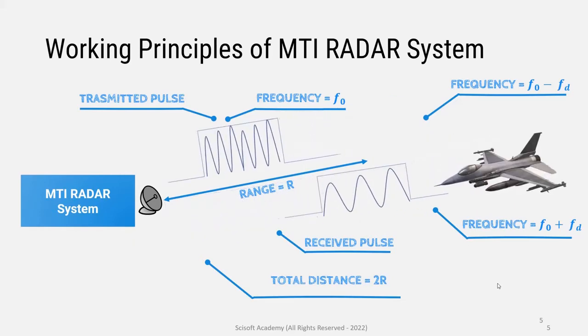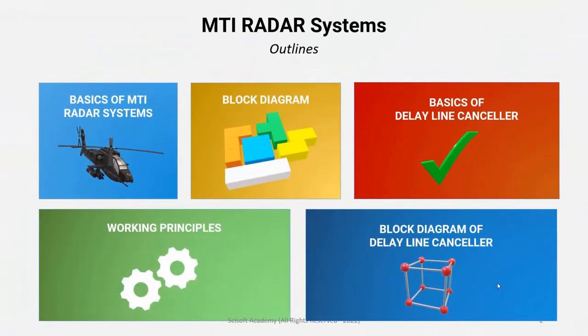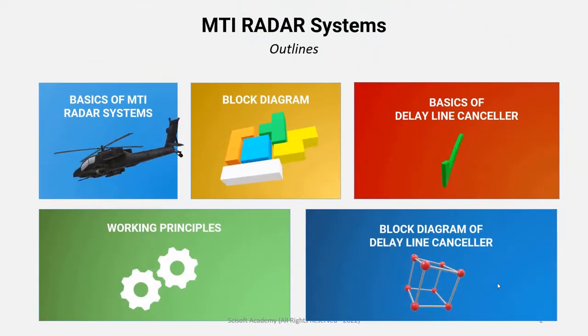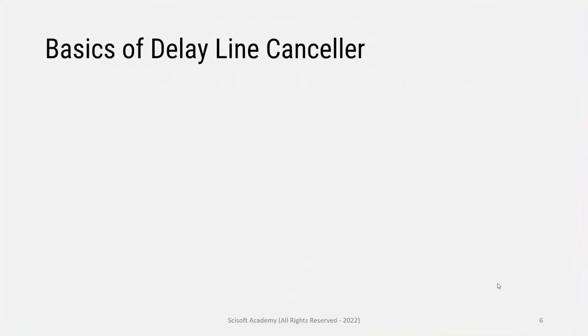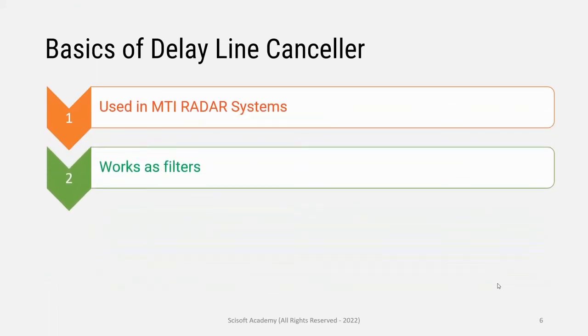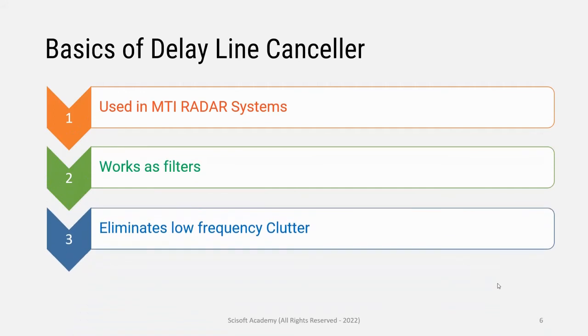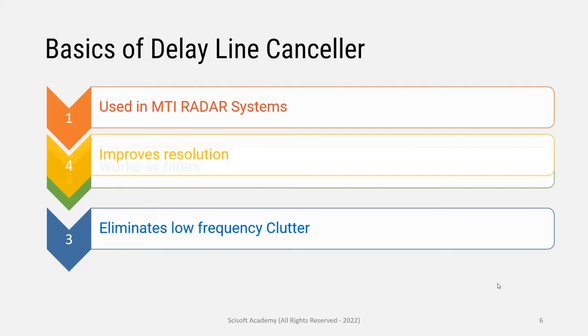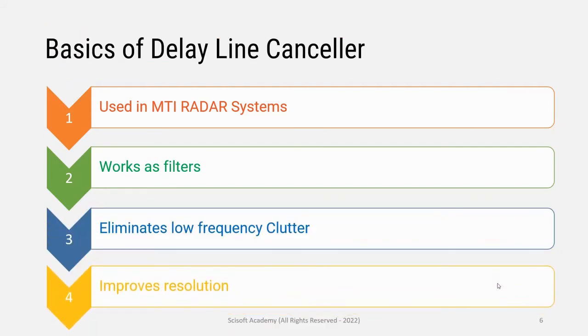Let's see what delay line cancellers are and where we can use them in MTI radar systems. Let's go ahead with the basics. Delay line cancellers are basically used in MTI radar systems. These are actually filters which help us to eliminate the low frequency clutter in the received signal. Because of this particular property, we are able to get high resolution in specific object identification. So these are some basic info about the delay line canceller.